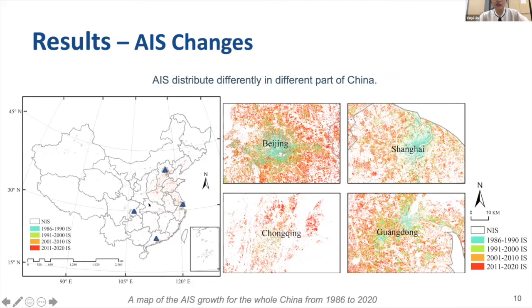And here shows the AIS distribution in different parts of China, and we can see the rapid growth of the impervious surface. Beijing, Shanghai, Chongqing, and Guangdong are chosen as comparison. We can see that Beijing and Shanghai expanded from the center to the surrounding area, while Guangdong is expanding from multiple centers. And for Chongqing, rapid growth has been seen in the recent 10 years.